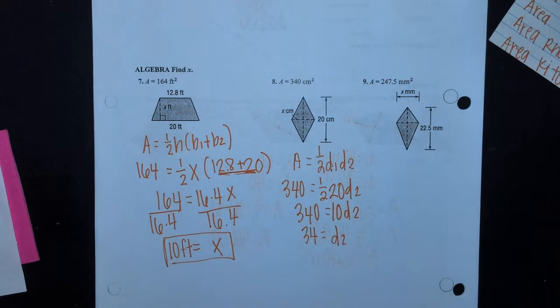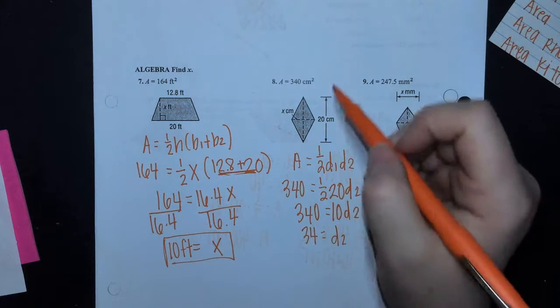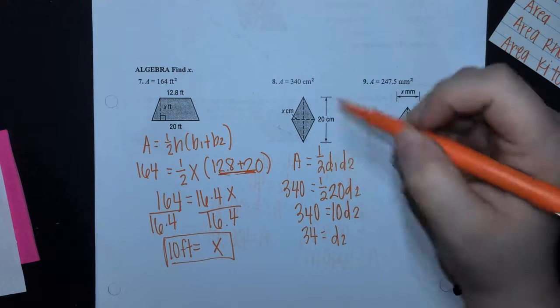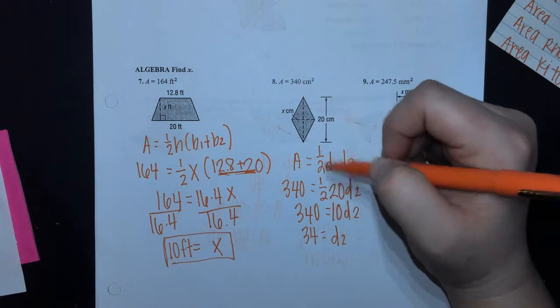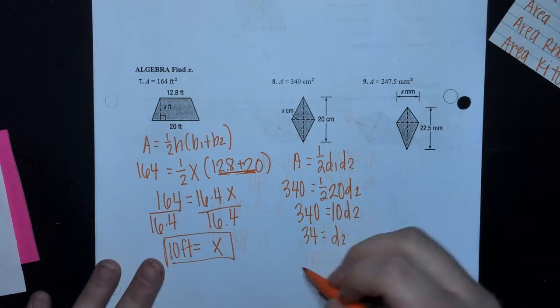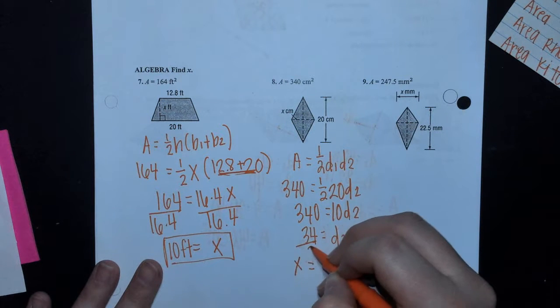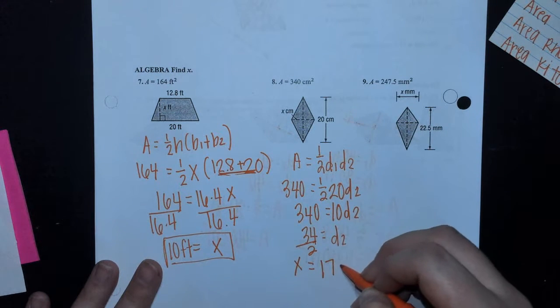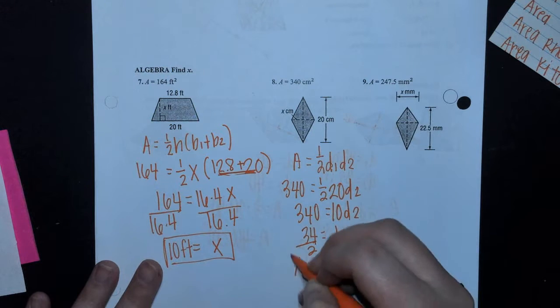What if I told you this isn't the right answer? Yeah. Say that again, Emma. Because, yeah, we found D2, but it's just pointing to 1/2 of the diagonal. So to actually find X, you have to divide this by 2, which means that the answer is 17 centimeters.